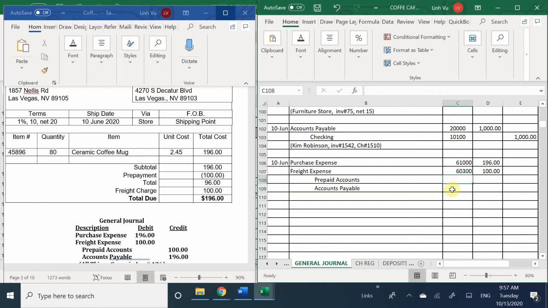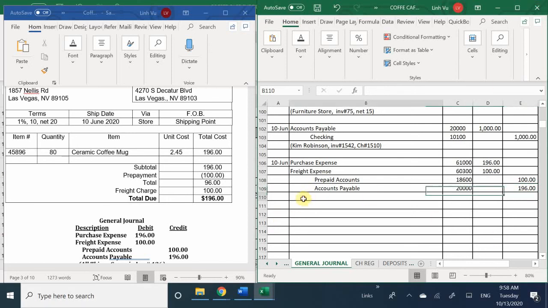Okay. So with that being said, our advance payment was for $100. And now our total amount that we owe is $196. Okay. And if we were to sum up our debits and credits, they should match 100% with $296. Right? So that is where this is.